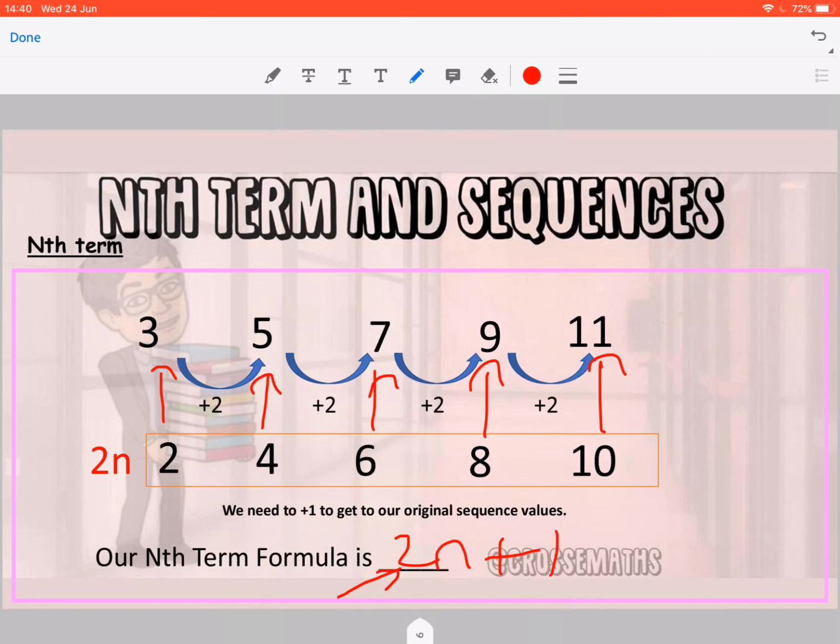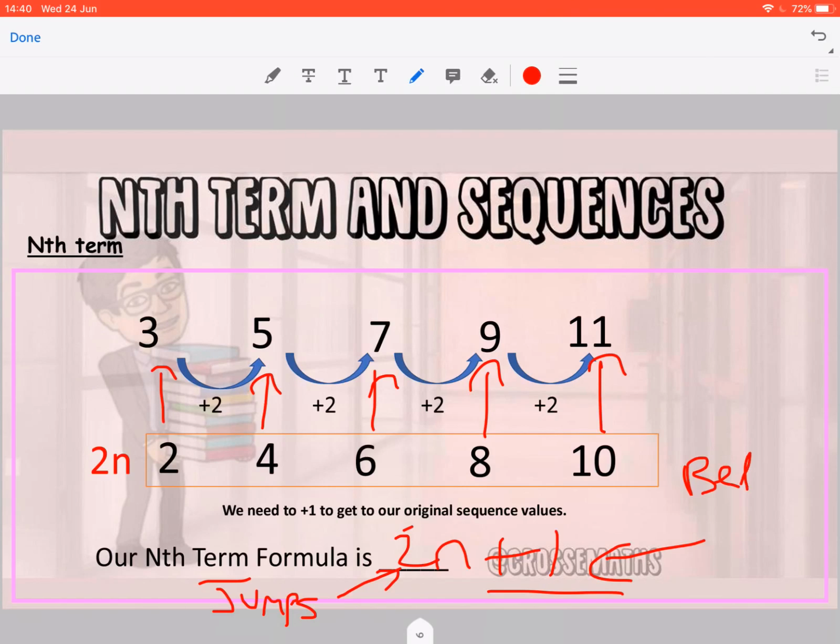This one on the left hand side in front of the n is your jumps. That's what you go up in each time. So the number in front of the n every single time is your jumps. These jumps, so this one is going up in 2s, so it's going to be a 2n. The number on the end is whatever comes before the first number every single time.